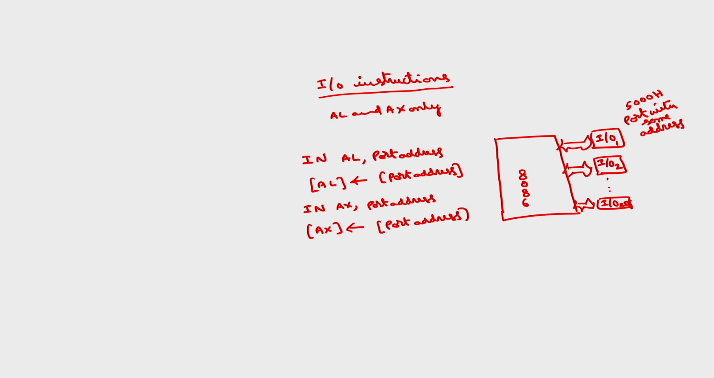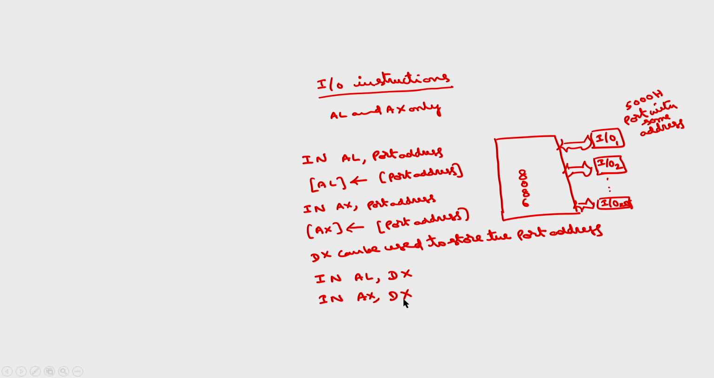So there are two more instructions where the port address is by default stored in the DX register. So DX can be used for storing the port address. This is somewhat an indirect addressing mode. So you can write IN AL comma DX, similarly IN AX comma DX.